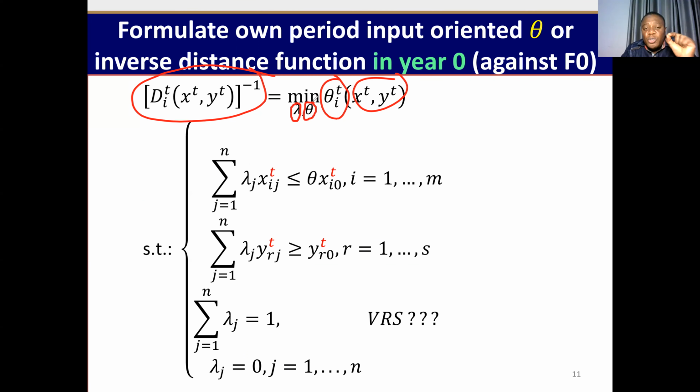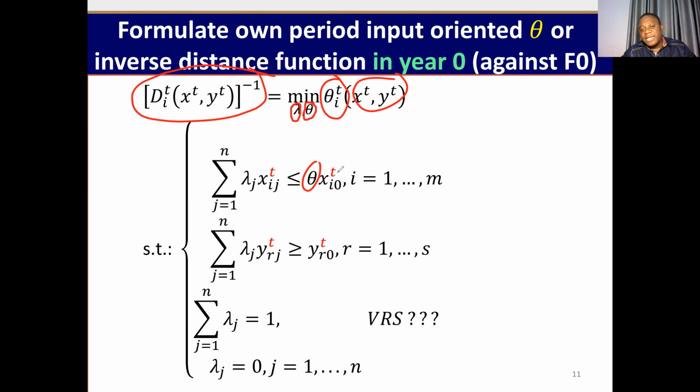Now, how do you know that we are doing everything as own period? Well, if you look at this whole formulation, it's not new. It's something we've done in normal efficiency. The fact that the theta is multiplying the x, the input, means that we are dealing with input orientation, because the y has no theta multiplying it. So we are not dealing with output orientation, this is input orientation.